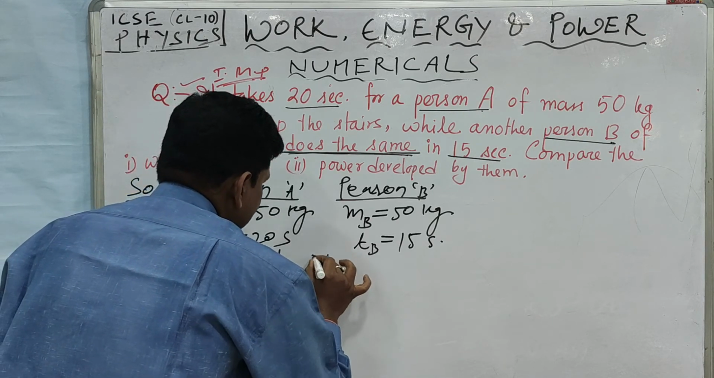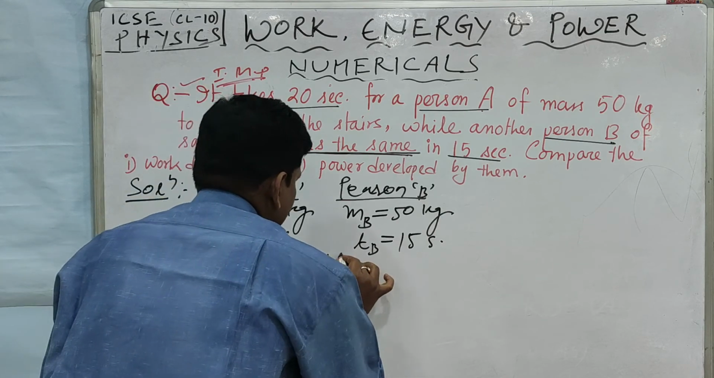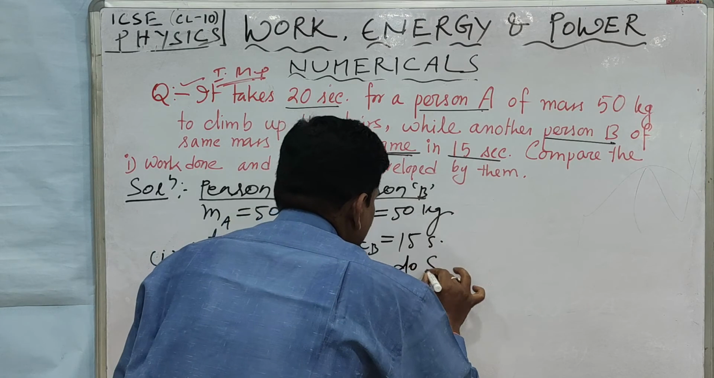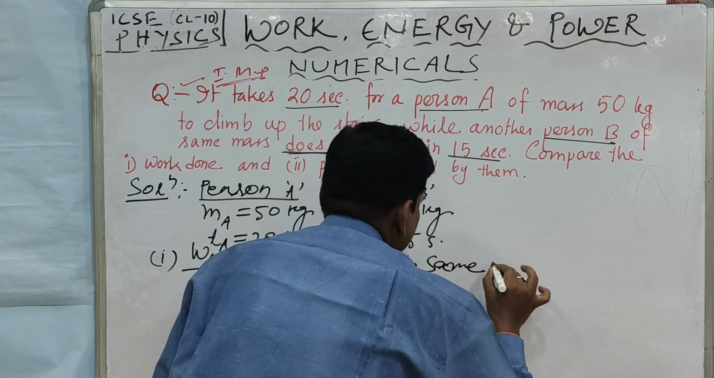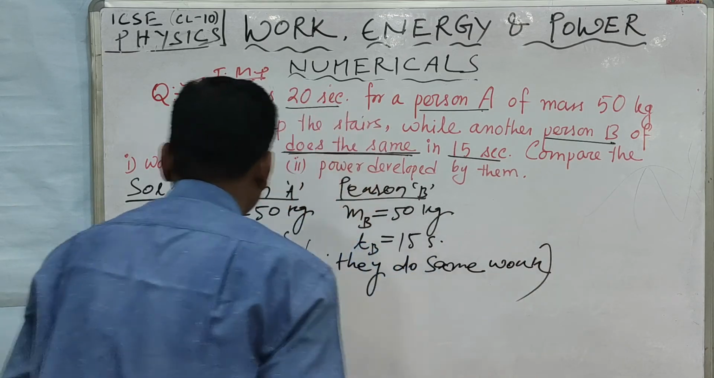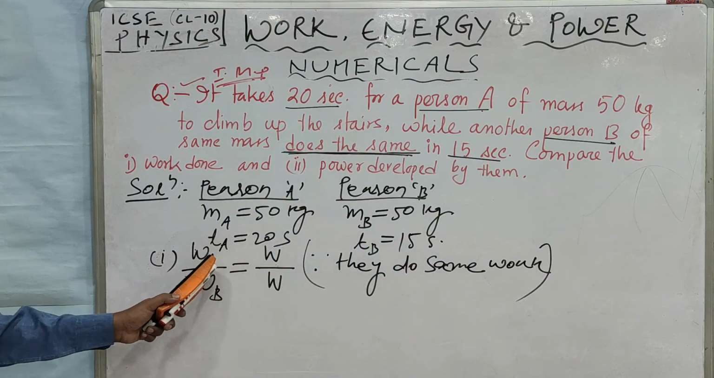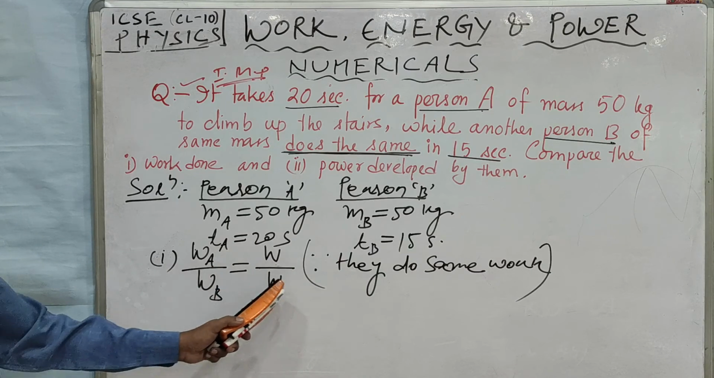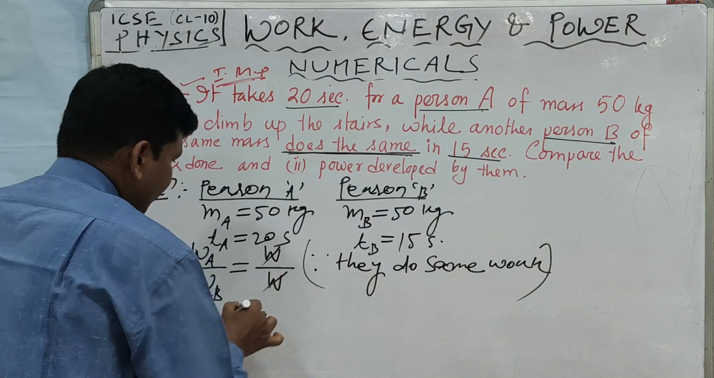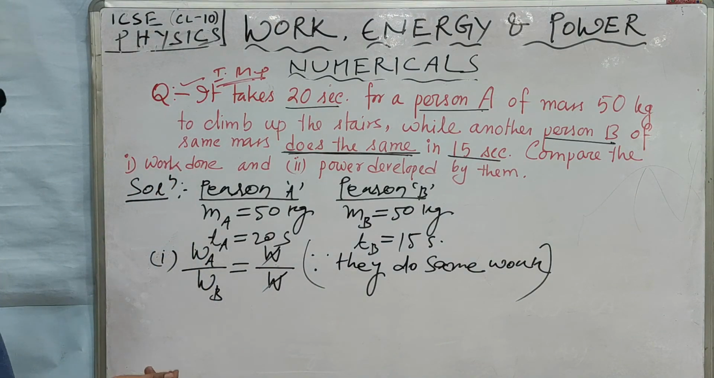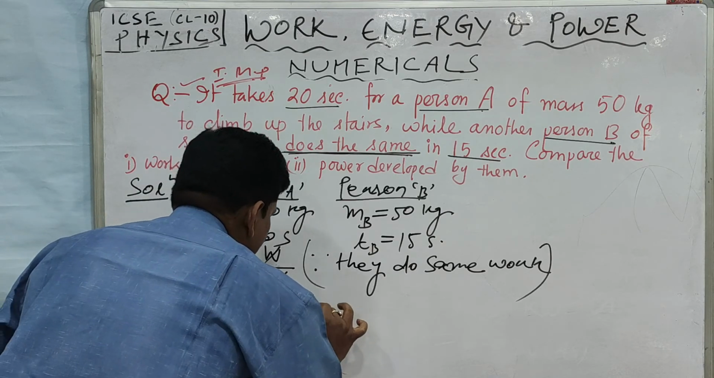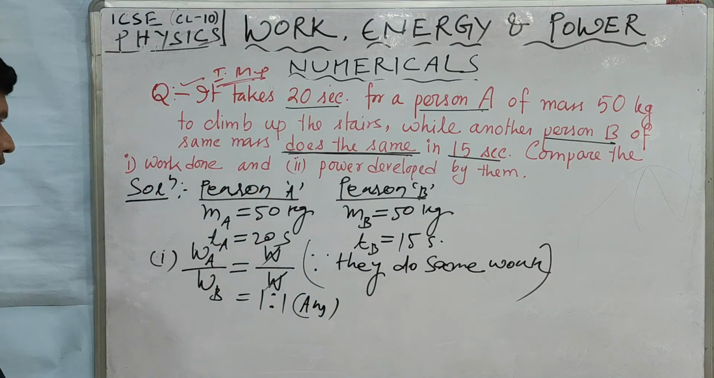So we may write here W, and here also it will be W. Since they do the same work, the work done by both will be the same. Therefore, we are considering the work done by A as W and the work done by B also as W. We are not putting in the value, directly we are writing. Now W is cancelled since they are doing the same work. Therefore, it will be 1:1. So this is the answer to your question number 1.